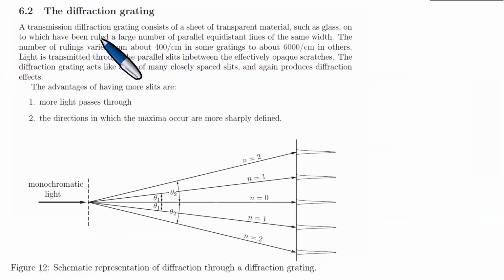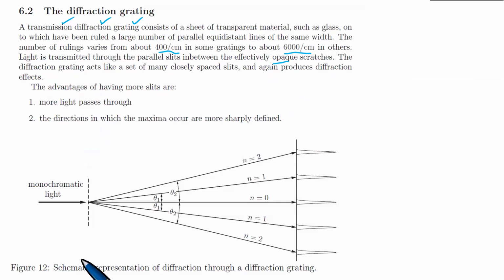Now, a transmission diffraction grating consists of a sheet of transparent material such as glass, onto which have been ruled a large number of parallel equidistant lines of the same width. The number of rulings varies from about 400 per centimeter in some gratings to about 6,000 per centimeter in others. Light is transmitted through parallel slits in between the effectively opaque scratches. The diffraction grating acts like a set of many closely spaced slits and again produces diffraction effects.